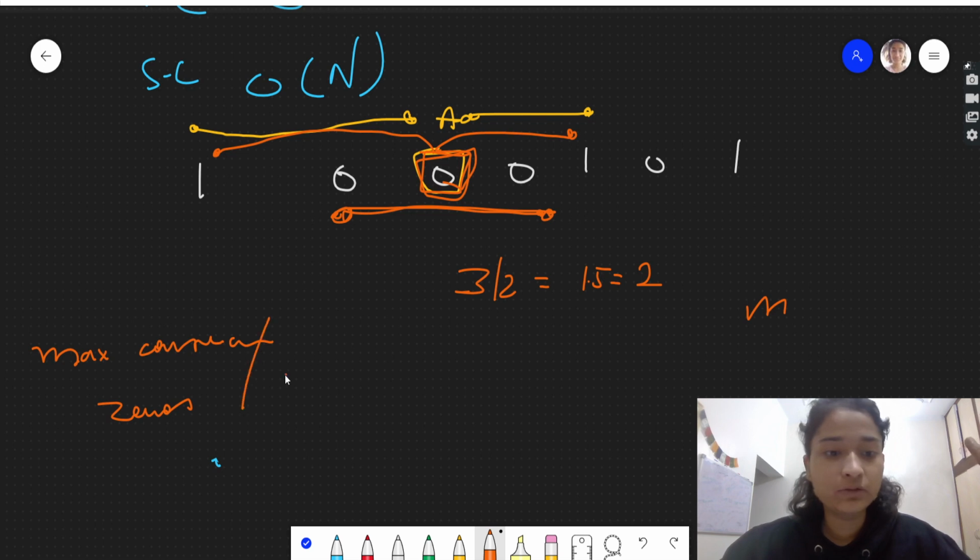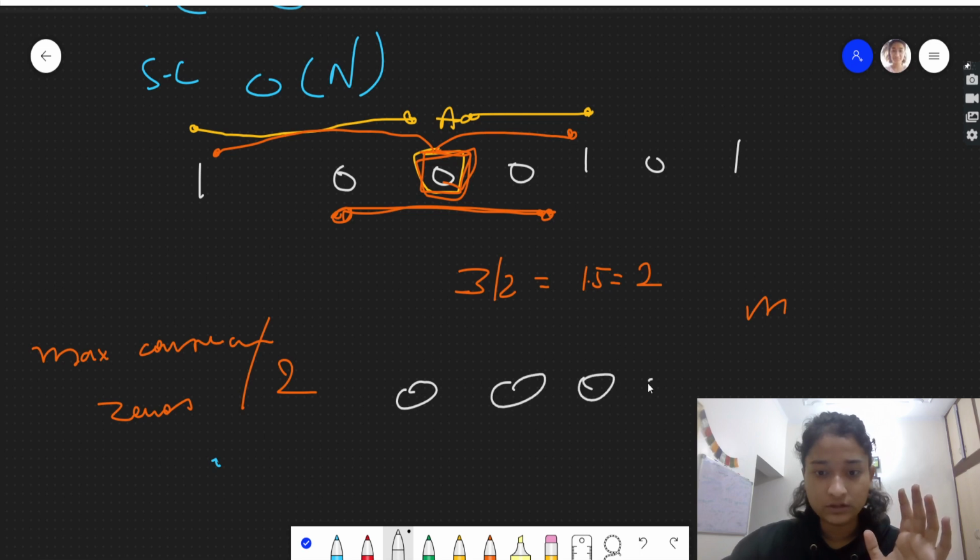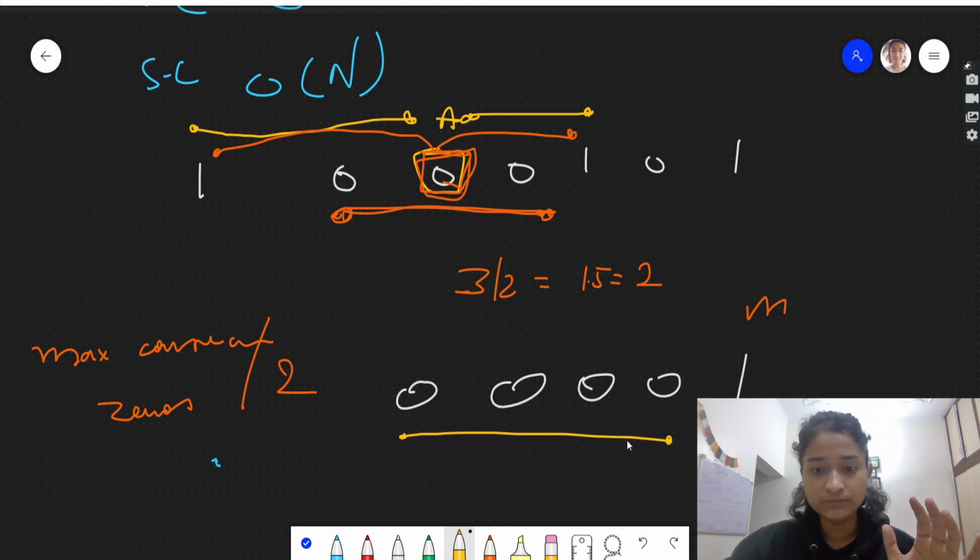So maximum consecutive zeros divided by 2. There is one problem in this approach, right? See, if we take this test case, 0 0 0 0 and 1. In this test case, you will find the consecutive zeros come out to be 4, and you will divide it by 2. So the maximum distance will be 2. But this is not a correct answer.